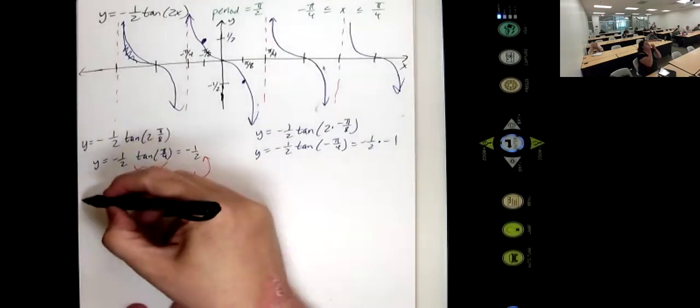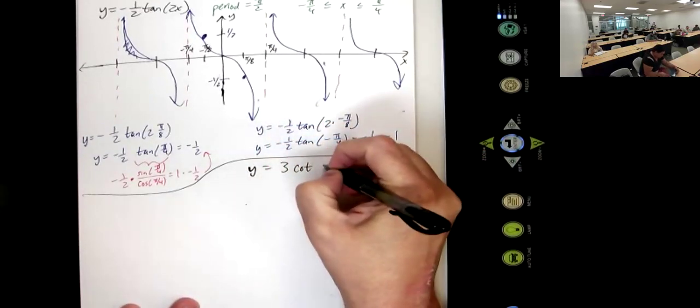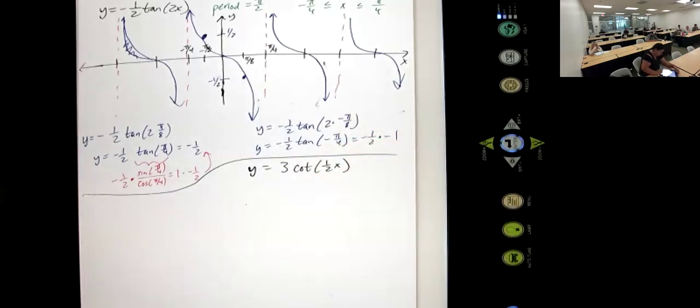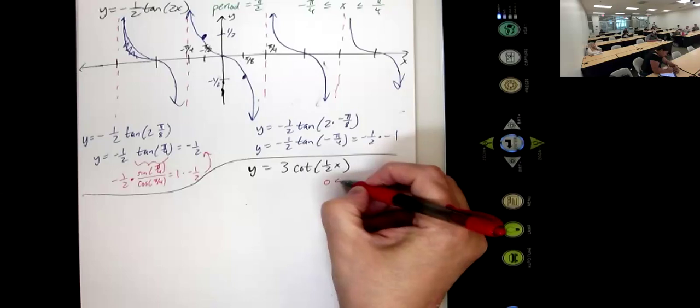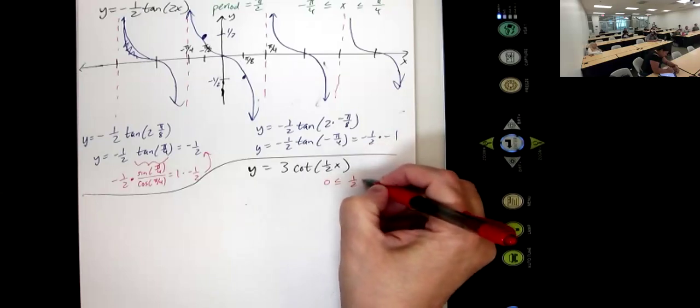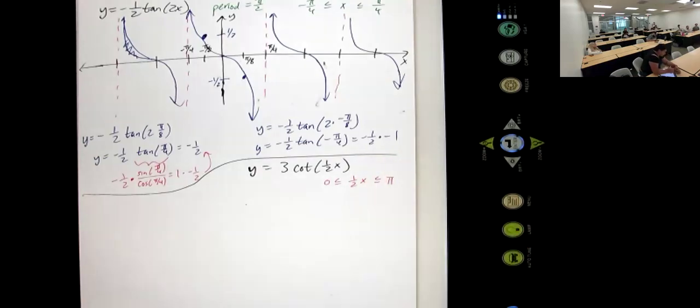Now let's throw a cotangent at you. Y equals 3 cotangent of 1/2 x. And remember, the base range on cotangent is 0 to pi, not negative pi over 2 to pi over 2. So that's what you're altering.